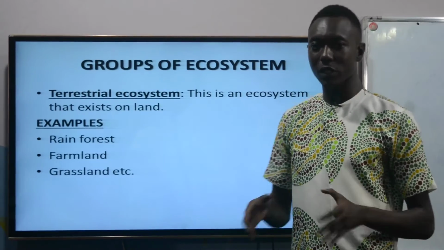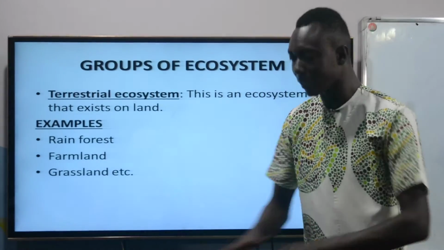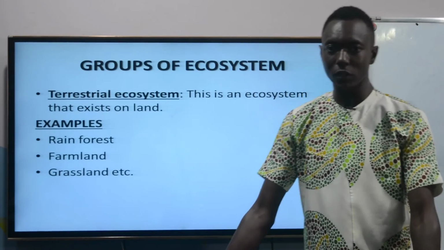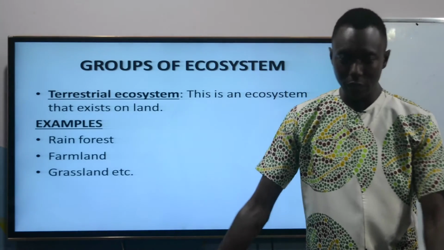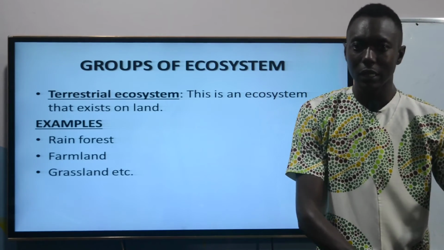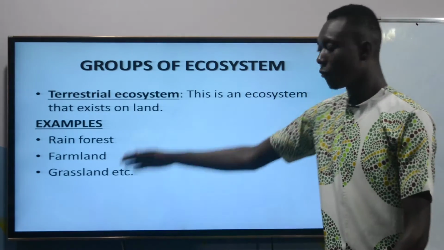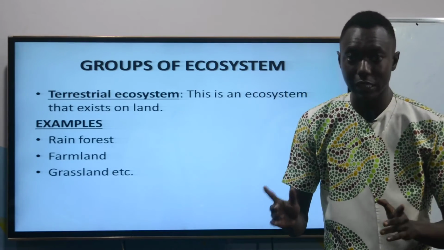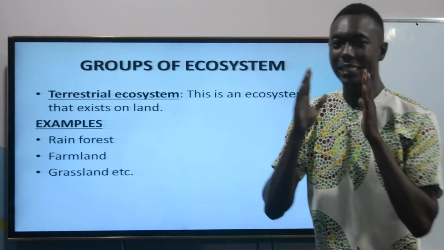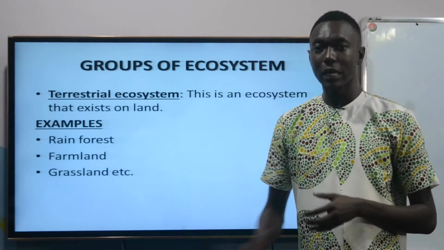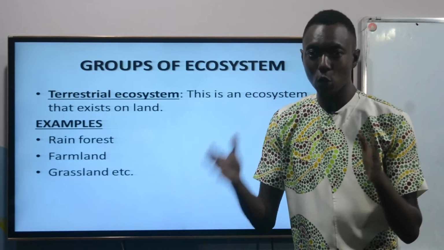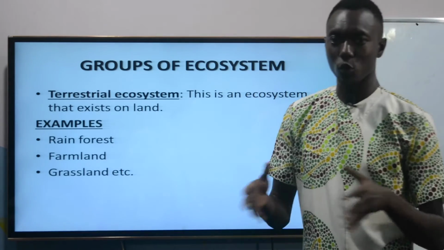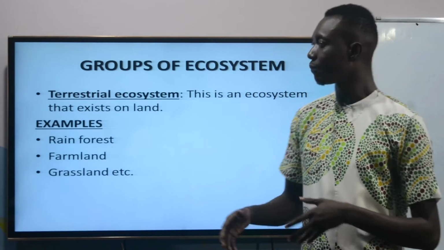Examples of such ecosystems that can be found on land are rainforest. You see, rainforest is nowhere near water. It is found on land. Farmland is an ecosystem, yet it is a terrestrial ecosystem. Grassland is also a terrestrial ecosystem, and so on.